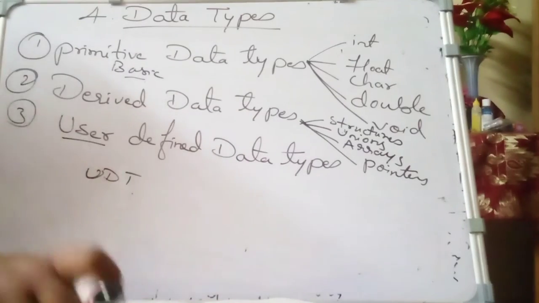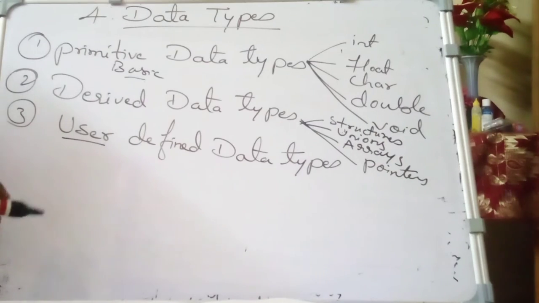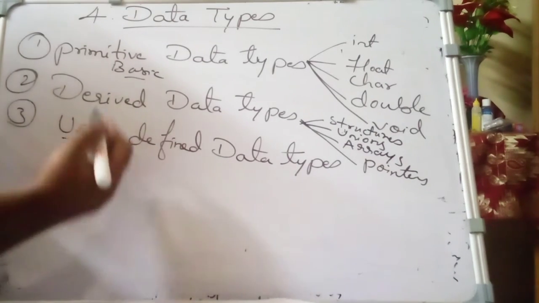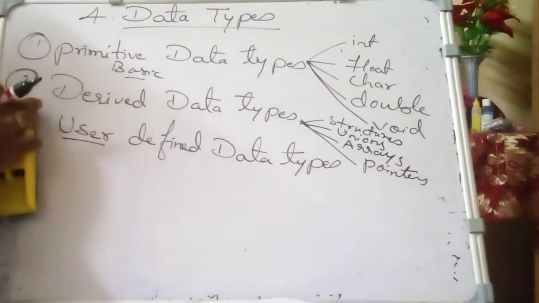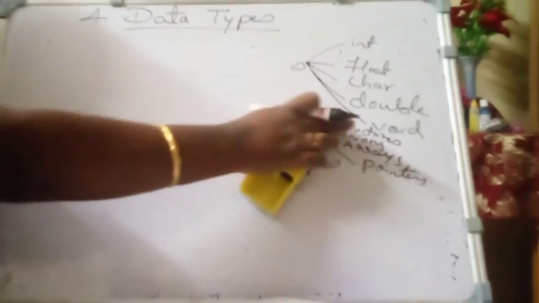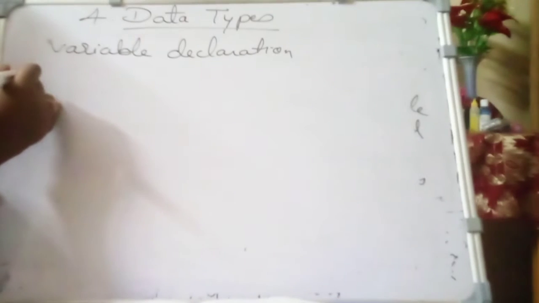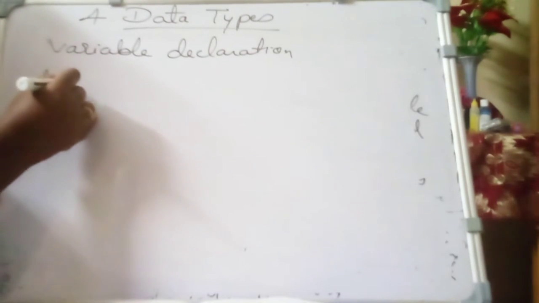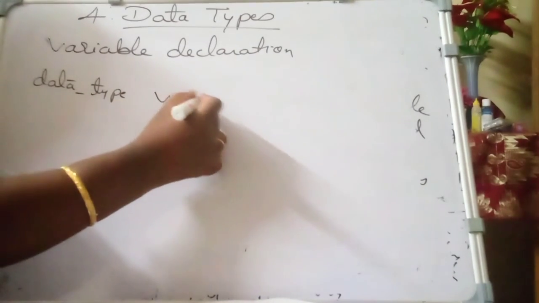At this point we should know what actually a data type is. A data type tells us what type of data the variable is holding. How can we say what type of data that variable is holding? What is the syntax to be followed here? For example, how to declare a variable. These data types are used to declare the variables. The syntax we follow to declare a variable is: data type, space, variable name.